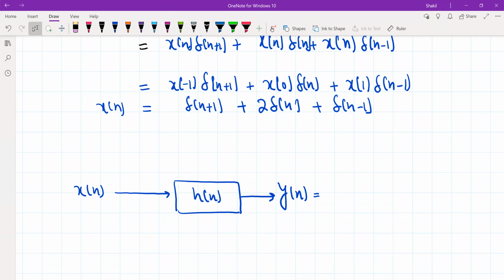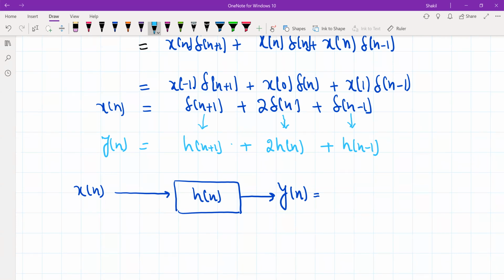So how do we write the output? The output will be simply the corresponding outputs to these sequences. The output to this will be simply h of n plus 1, as we assume that the system is linear and time invariant. The output to this will be 2 times h of n. Similarly, the output corresponding to this will be h of n minus 1, and taking the sum of these individual responses will give us y of n.